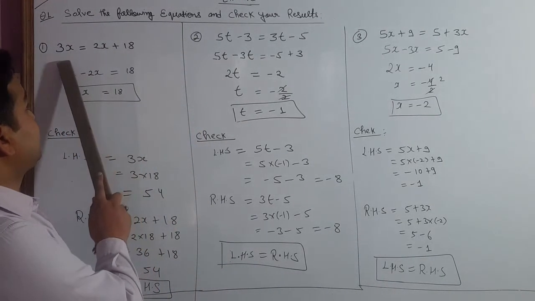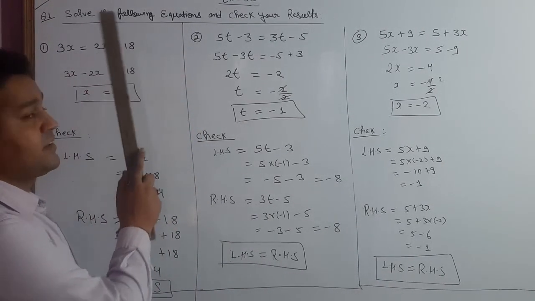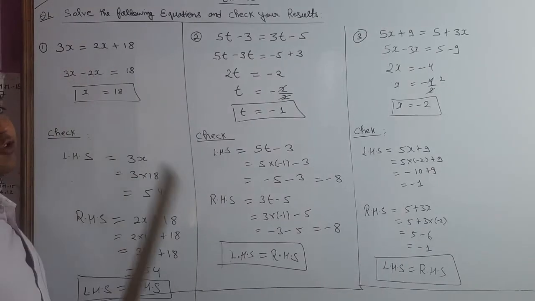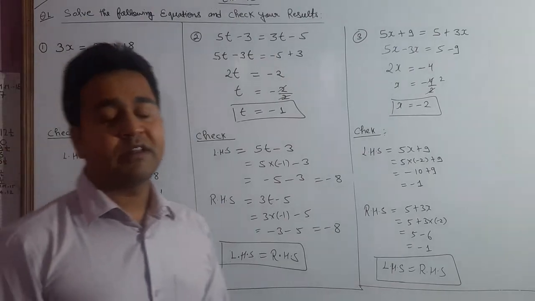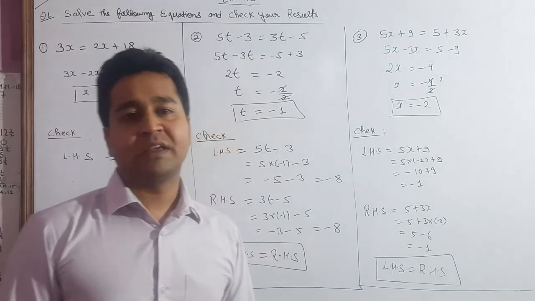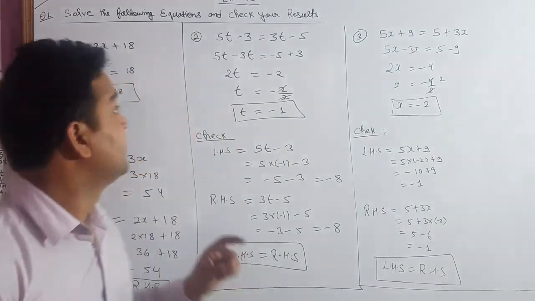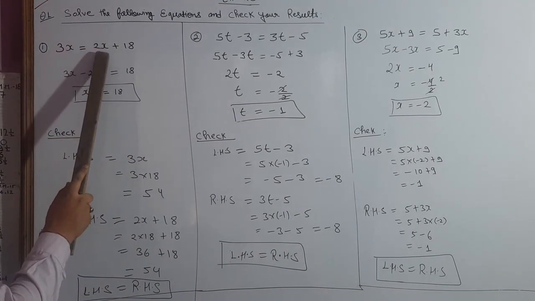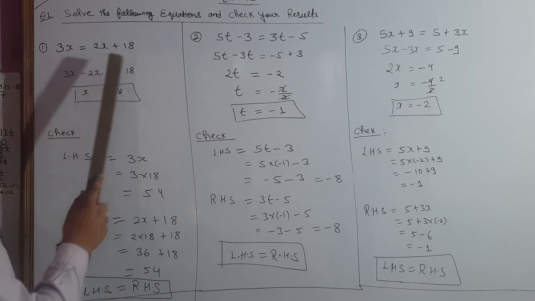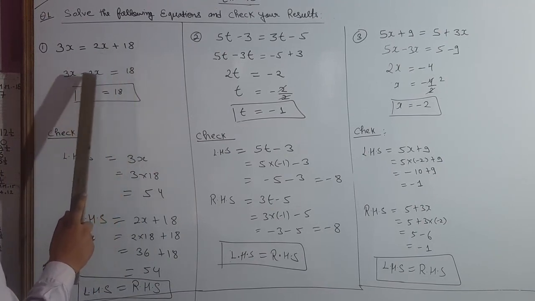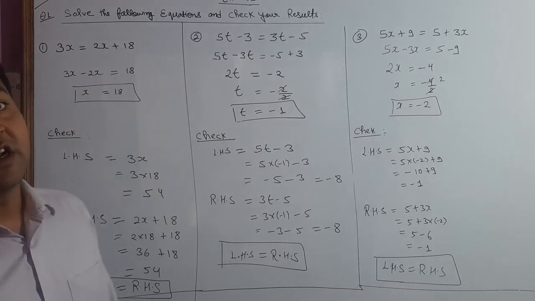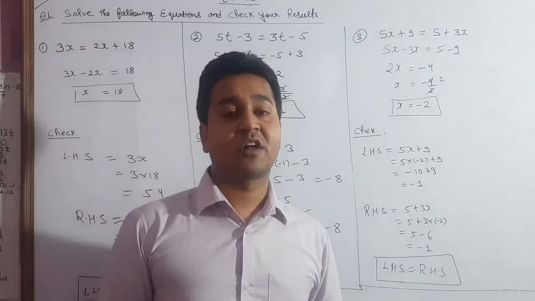So the first question is 3x is equal to 2x plus 18. What do we do first in this type of question? When the variable is placed at two places, you have to arrange it on one side. So just move this 2x to this side. Here it is plus, then on this side it becomes minus, is equal to 18. Then 3x minus 2x, what you get here is x, then x is equal to 18. It is your answer. Now you have to check whether your answer is right or wrong.